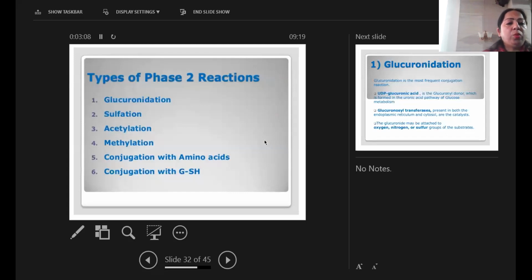Now, types of phase 2 reactions. The one and more abundant kind of phase 2 reaction is glucuronidation, then sulfation reaction, then acetylation, then methylation, then conjugation with amino acid, then conjugation with glutathione. So these are the major conjugating agents present abundantly in our body, and they are all the time ready to conjugate with some substances which need to be excreted out of the body.